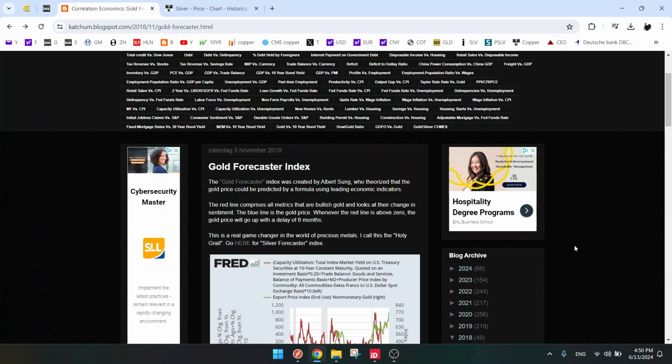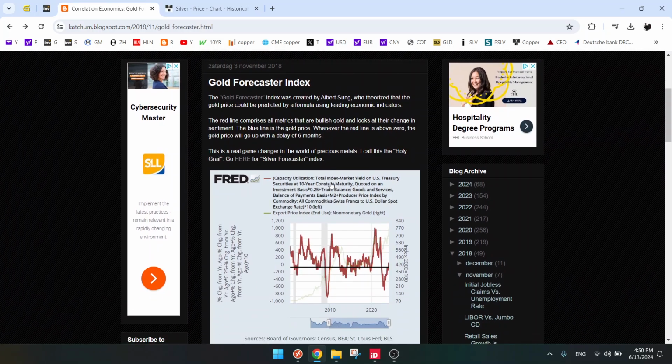To predict the gold price, we have the gold forecaster index, which is created by me and is using leading indicators to predict the gold price. Now, how do we predict the silver price? That was an interesting question.